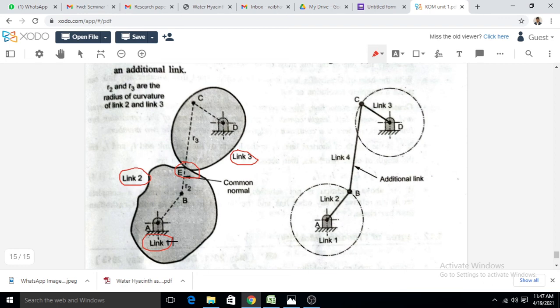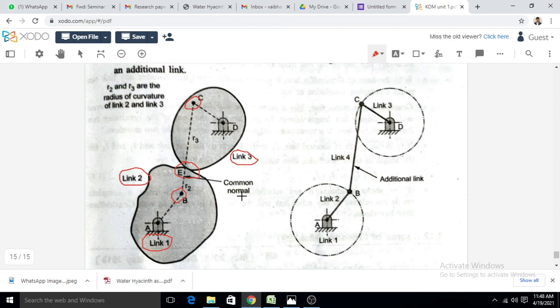And if we consider, link 2 and link 3 are connected together at a point E, and in figure A, this link 2 is rotating about the point A, and this link 3 is rotating about the point D. Now if we consider these points C and B, point C and point B are the centers of curvature for link 2 and 3, and which meets at the point A.